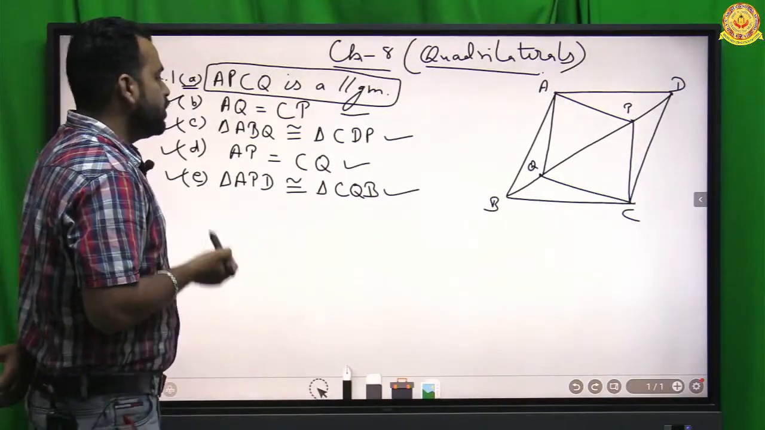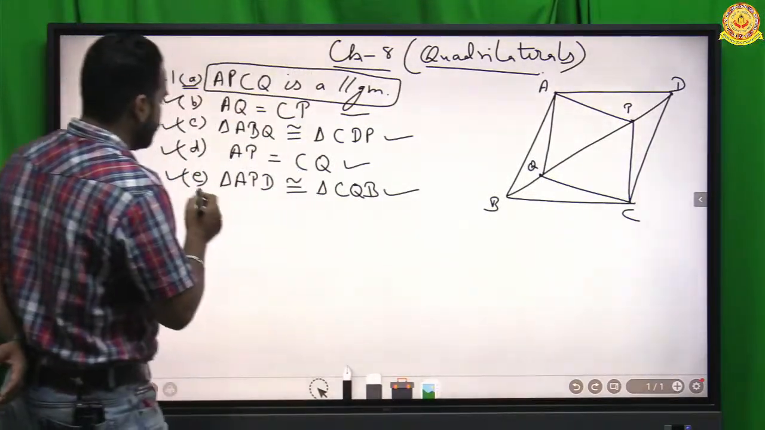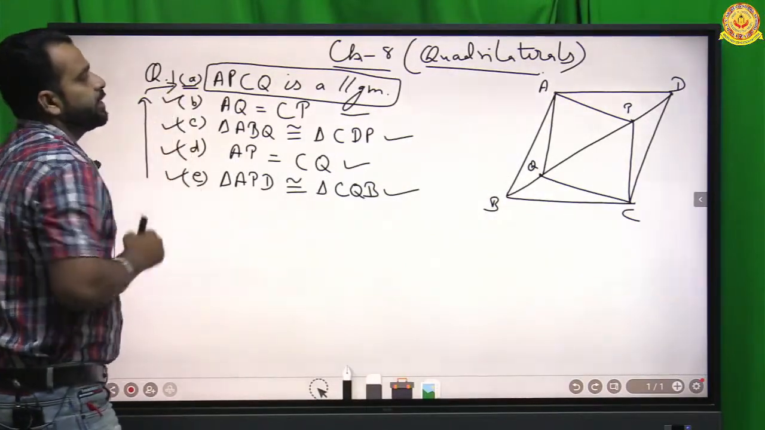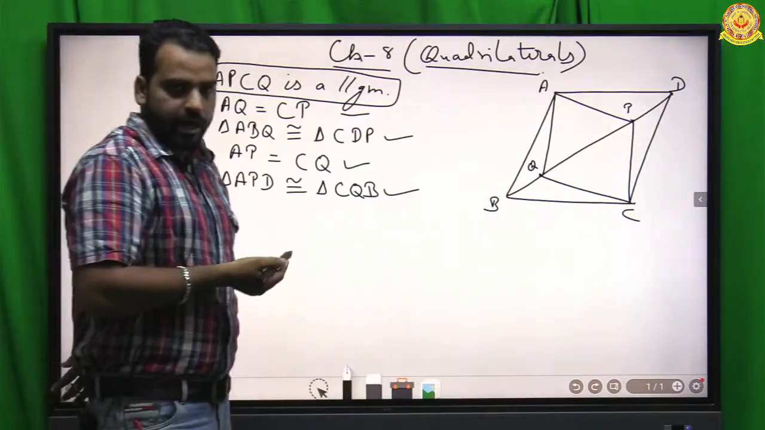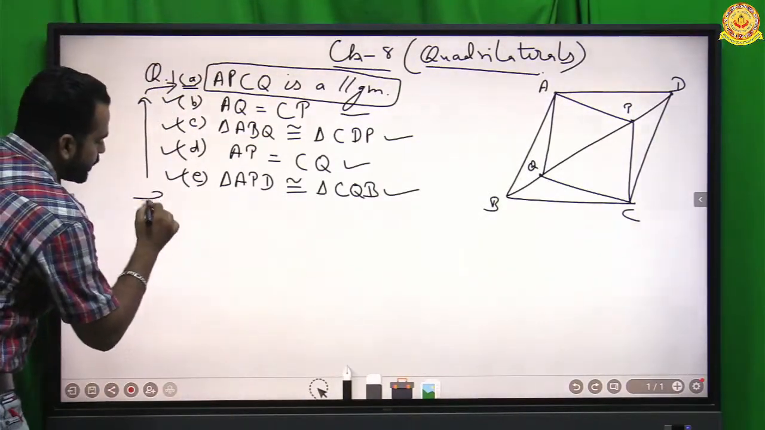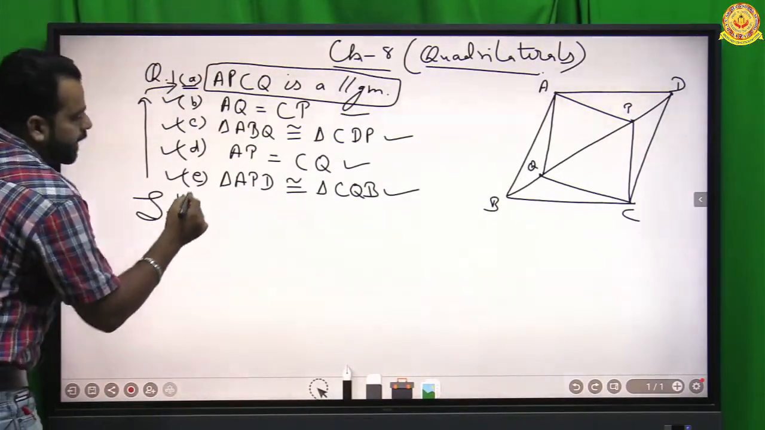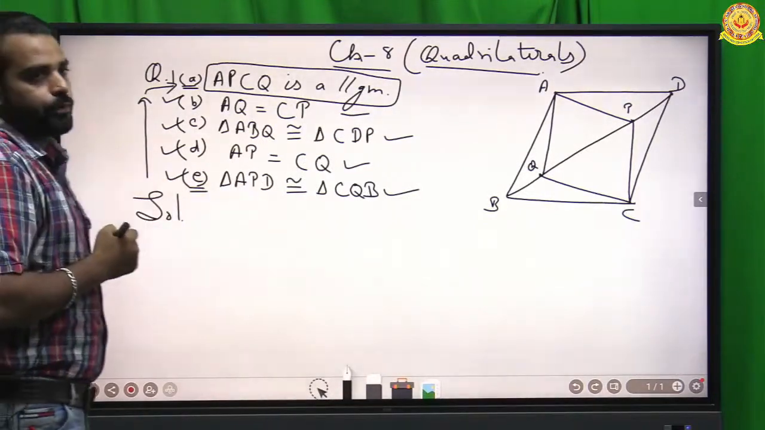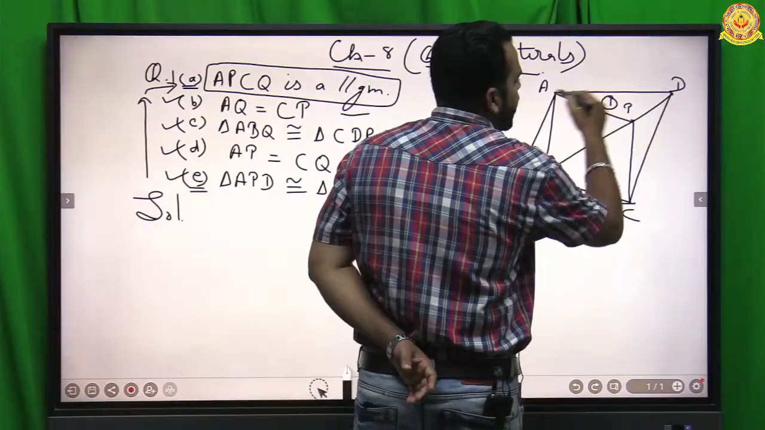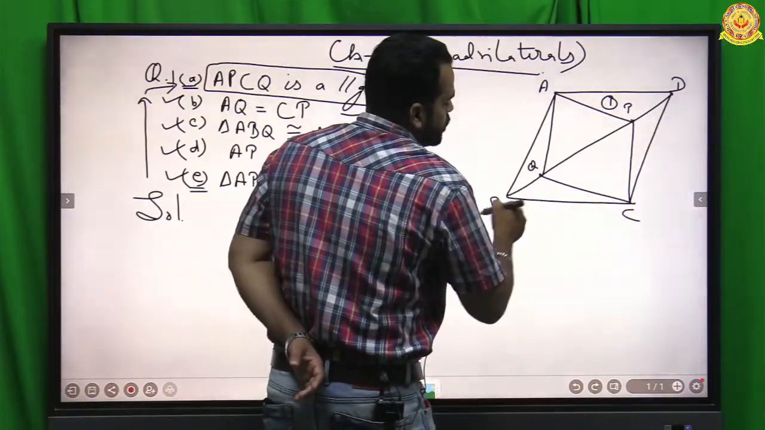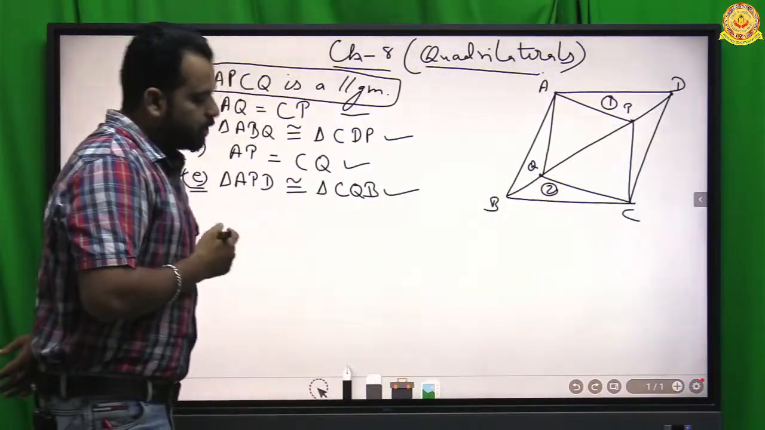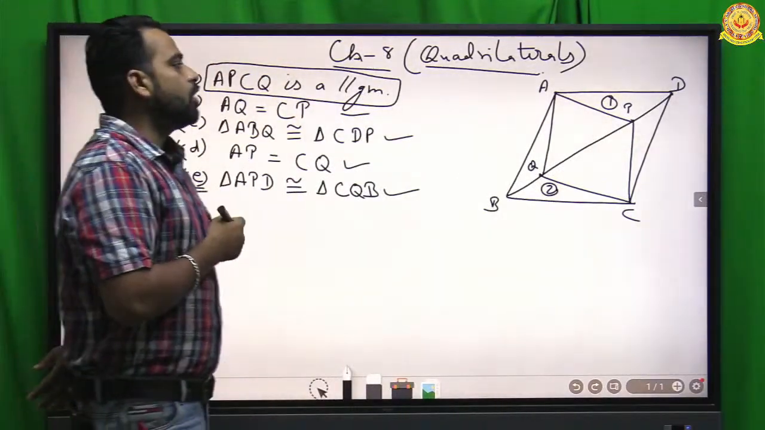So first of all we need to prove this one. We will go in reverse, then we will reach our point that APCQ is a parallelogram, right? So the first thing we are going to do here is find the last point first. What is that? Prove that triangle ADP is congruent to CQB. Triangle number 1 is congruent to triangle number 2. So how to prove it?